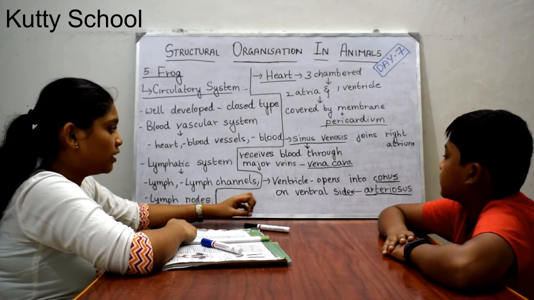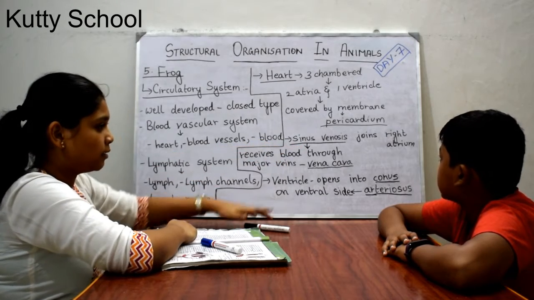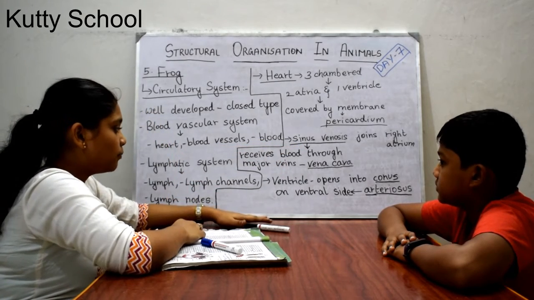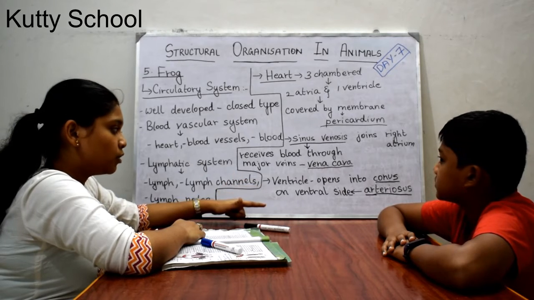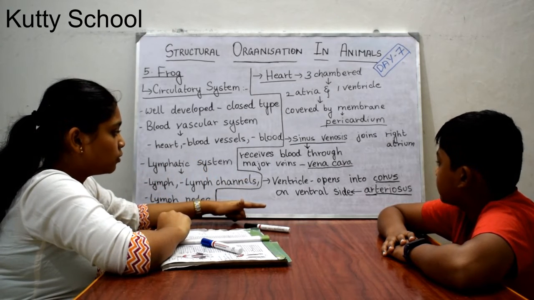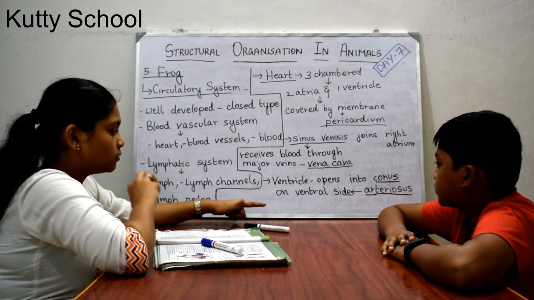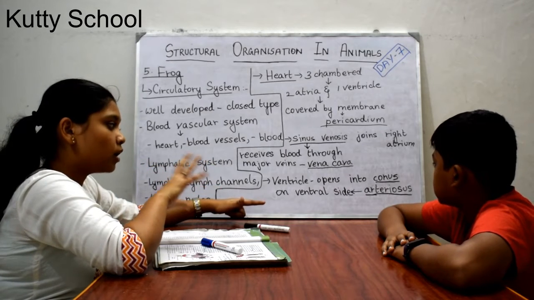So this sinus venosus joins the right atrium, and the ventricle opens into the conus arteriosus on the ventral side. The ventricle has a small gap through which it opens into the conus arteriosus.